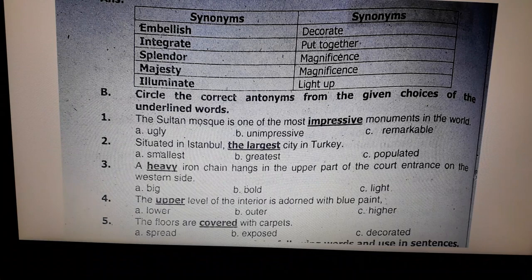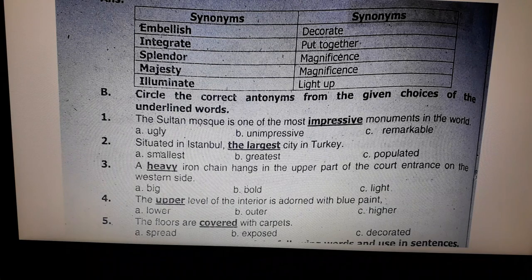Okay, option A. Number 3, a heavy iron chain hangs in the upper part of the court entrance on the western side. Heavy. The opposite of heavy is light. Option C. Big and bold are not anything to do with heavy. So number 4, the upper level of the interior is adorned with blue paint. Upper. The opposite of upper is lower. Upper and lower. Option A. Outer and higher are not it. So we will choose A.